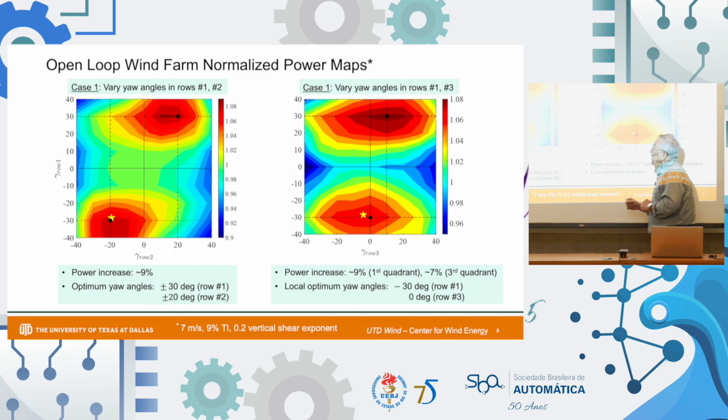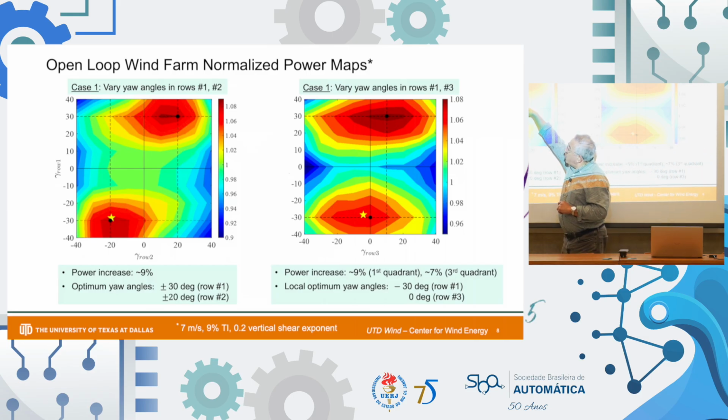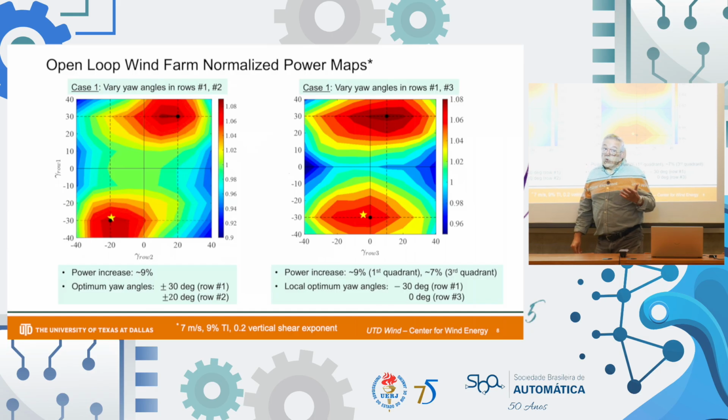And the power increase from no yaw in the machine, which is what is done in industry today, to doing this yaw is about 9%. So it's a good number. It's not a small number.